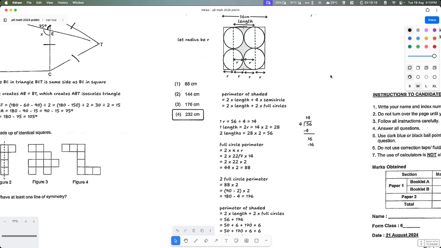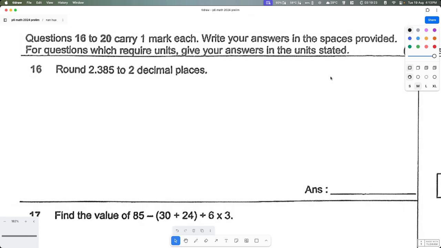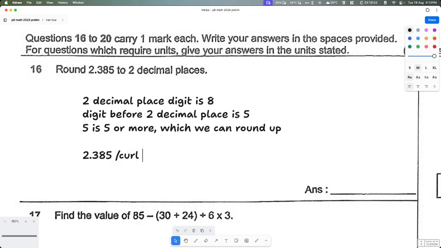Okay, let's move on to the next question. Question 16, booklet B. Round 2.385 to 2 decimal places. The 2 decimal place digit is 8, and the digit after it is 5. Since 5 is 5 or more, we can round up. So that means 2.385, oops.